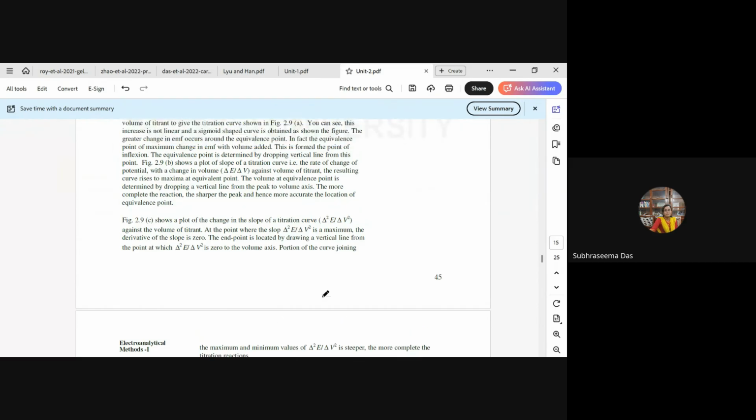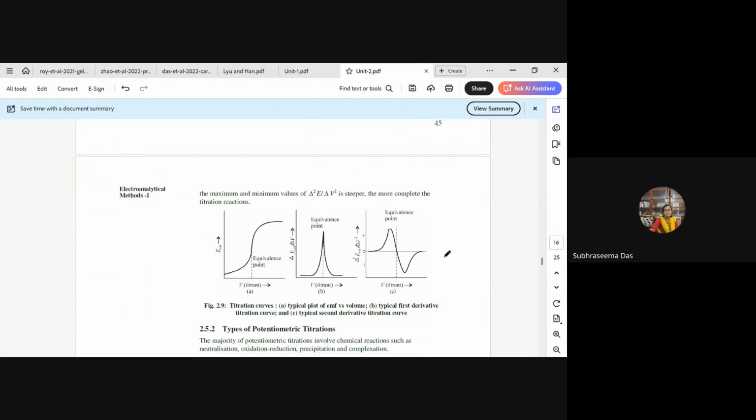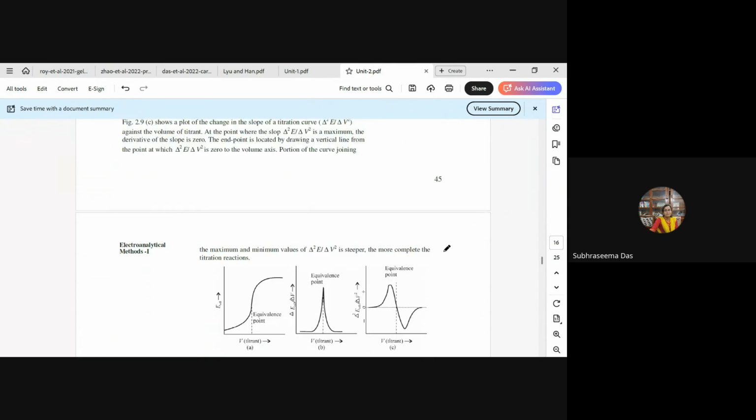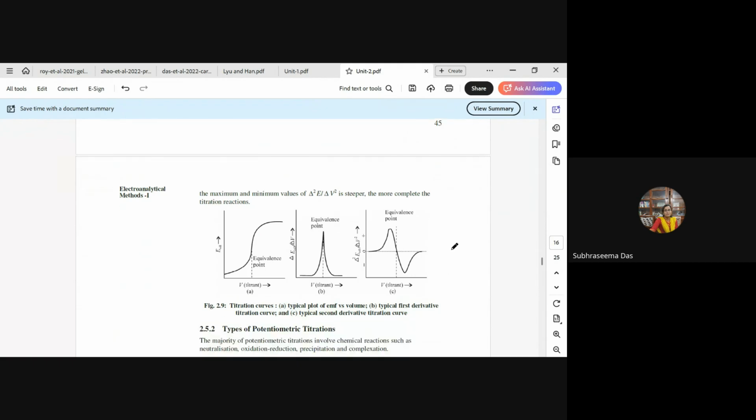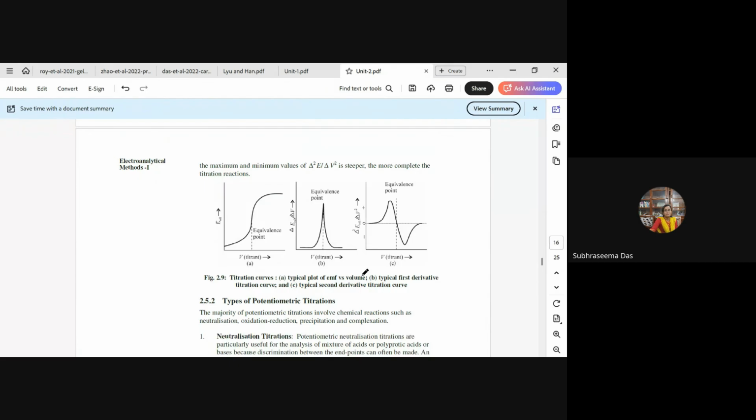So the delta E by delta V plot is more accurate for knowing the equivalence point for a particular reaction. If we have a very complex reaction, we can calculate delta E square by delta V square, and from this we can find the point at which the plot crosses the zero axis. We can know the equivalence point. So this is how the equivalence point can be known either from the first derivative titration curve or from the second derivative titration curve. So these are some of the titration curves.